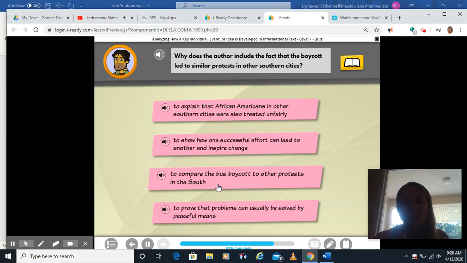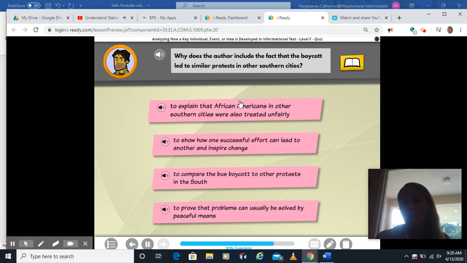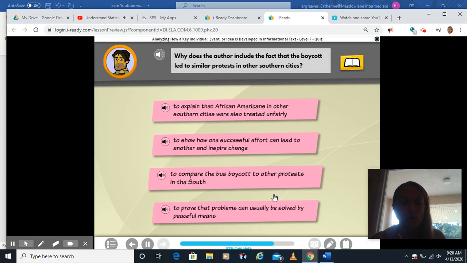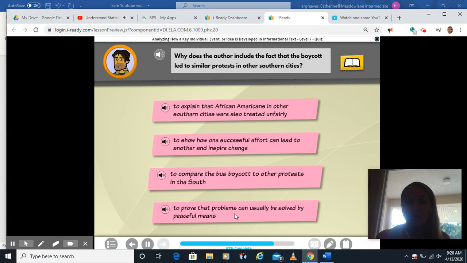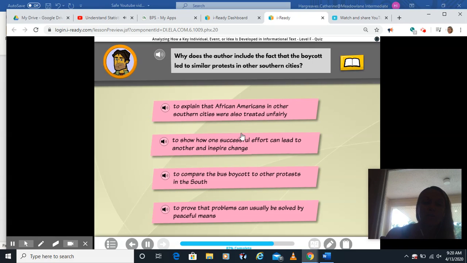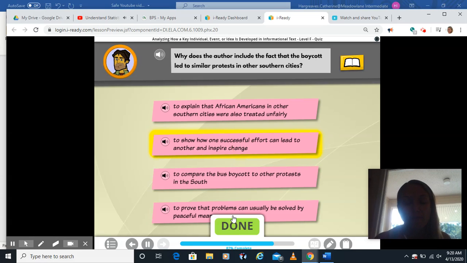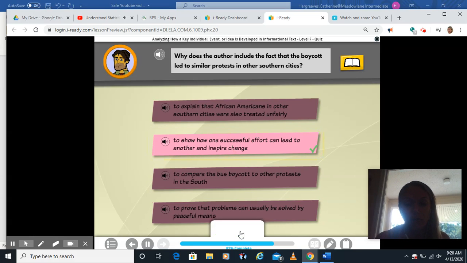To compare the bus boycott to other protests in the South. Well, they said other protests happened, but it didn't tell us what those were and didn't really compare them to each other, like which one was more successful. It didn't give us any additional information. To prove that problems can usually be solved by peaceful means. While these protests were nonviolent and did help to solve this problem, that doesn't really explain why they started to do these in other cities and why the author included that fact. I think the best option here is how one successful effort can lead to another and inspire change.